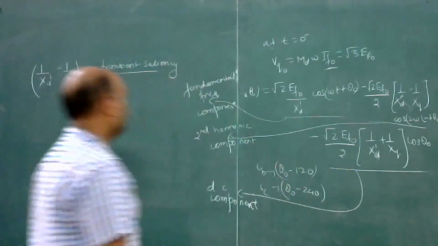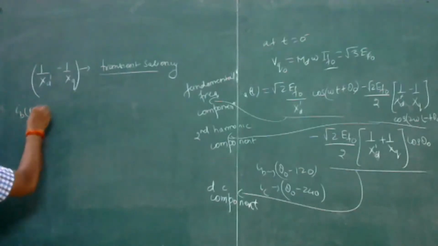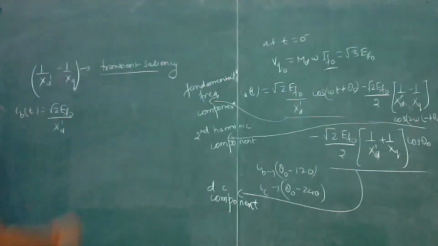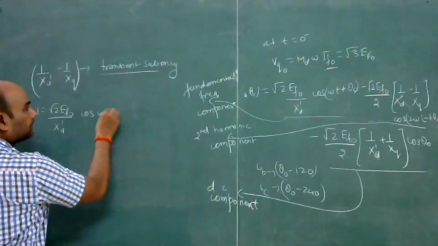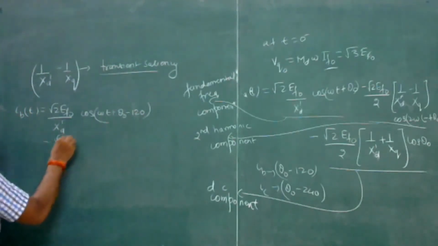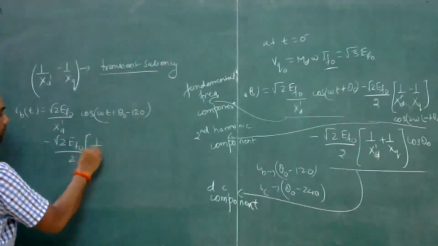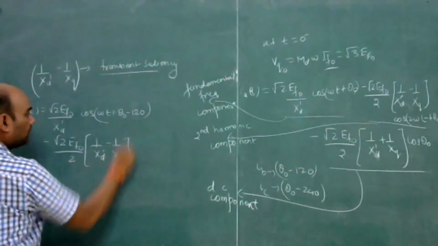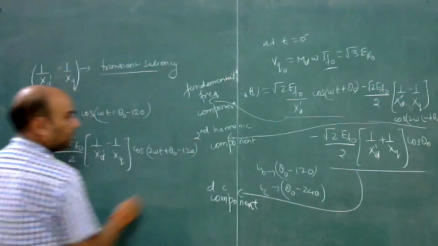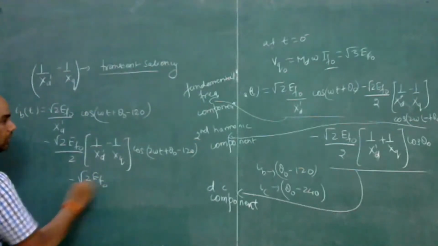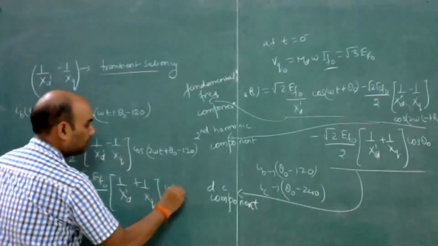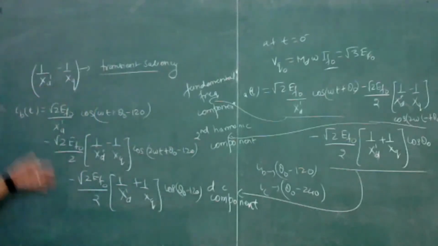So if you write iB(t), this will be equal to root 2 E_f0 by Xd cos(omega t + theta naught minus 120 degree), minus root 2 E_f0 by 2 (1 upon Xd dash minus 1 upon Xq) cos(2 omega t + theta naught minus 120 degree), and minus root 2 E_f0 by 2 (1 upon Xd dash plus 1 upon Xq) cos(theta naught minus 120 degree). So this will be the value of phase current iB.